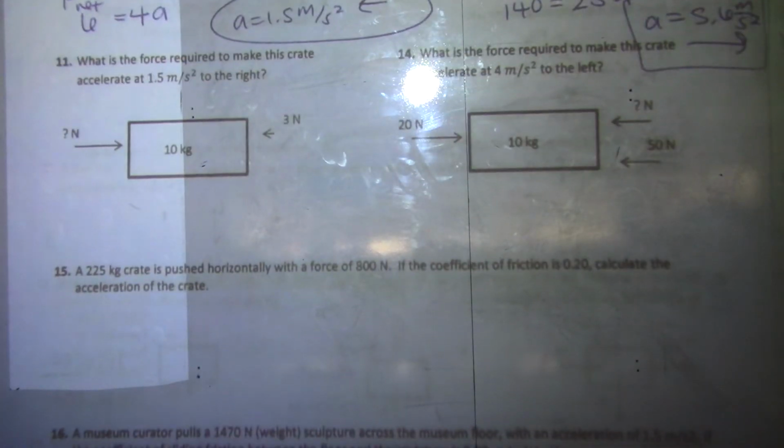What is the force required to make this crate accelerate at this acceleration? So now that I know the acceleration of the mass, I want to find what is the net force needed. So net force is ma. 10 times 1.5 gives me a net force of 15 newtons. It's accelerating to the right, so that means my net force needs to be to the right.